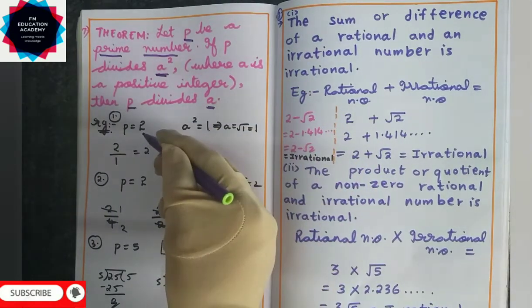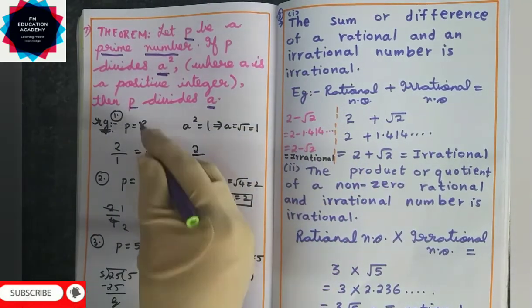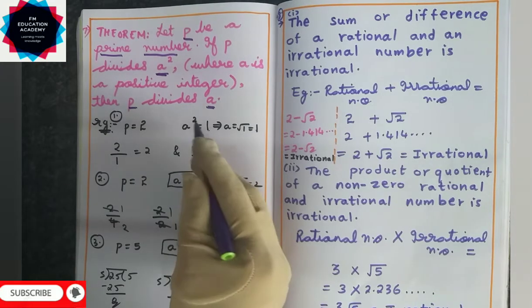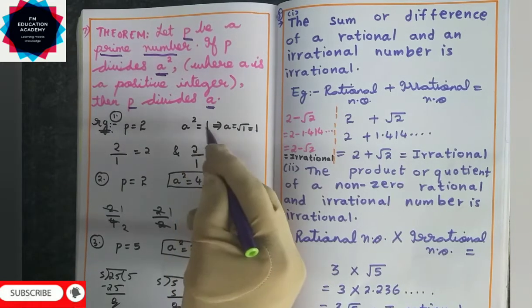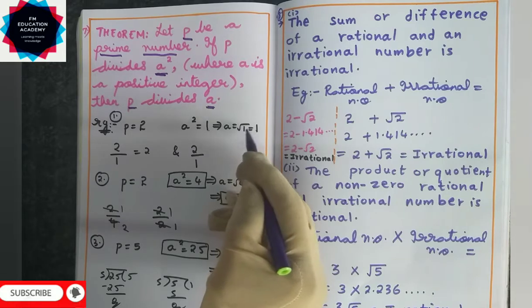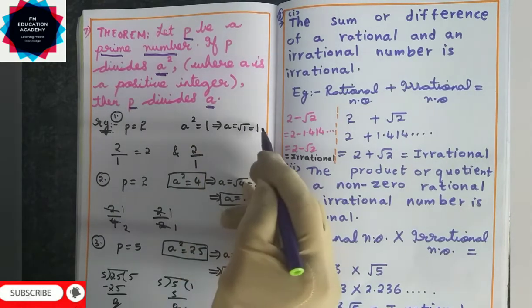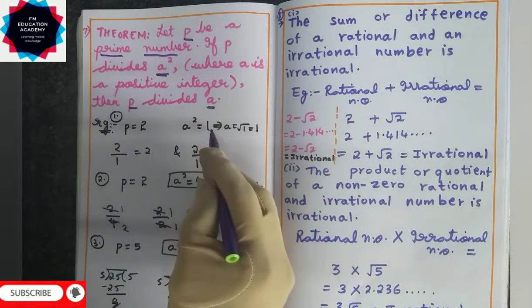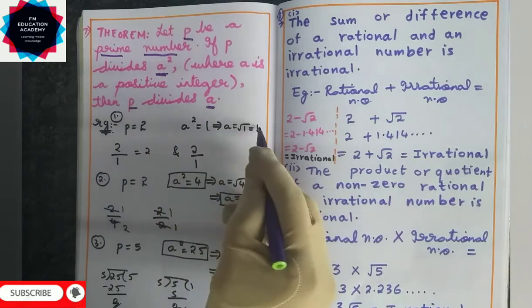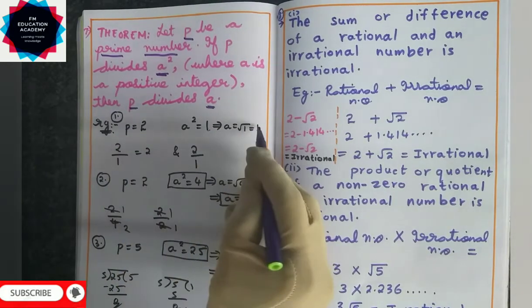For example, if I consider p is equal to 2 and a square is equal to 1, then the square root of this square, when it goes outside, becomes a square root, right? So a is equal to the square root of 1, so a is 1. a square is also 1, a is also 1. This 2 will divide 1, and this 2 will also divide 1, because a square is also 1 here and a is also 1.